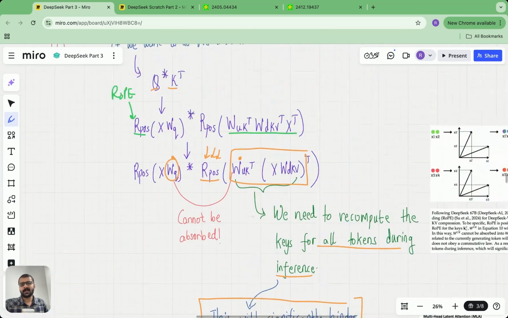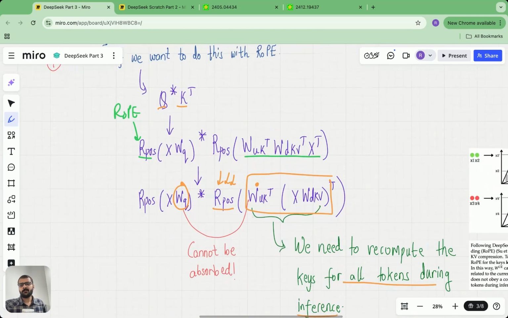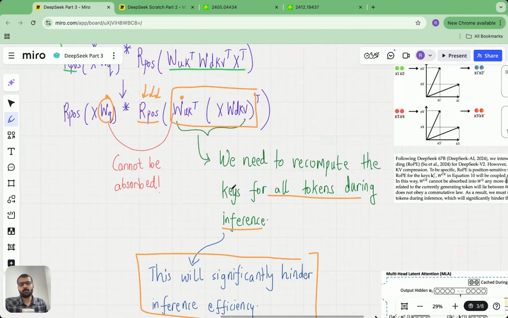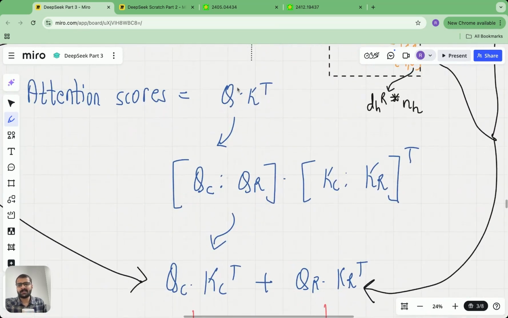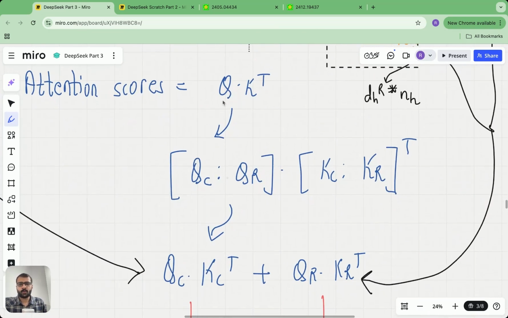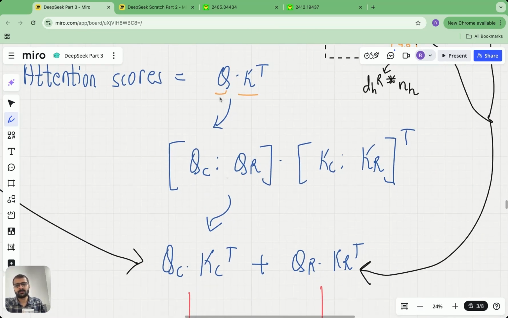What DeepSeek said is that, all right, if I cannot absorb my WQ and WUK transpose with rotary positional encodings, why don't I simply break down my latent attention into two parts? For example, we are going to come to attention scores eventually, right? We are going to do queries multiplied by the keys transpose. So let's say I compute two sets of queries and two sets of keys.